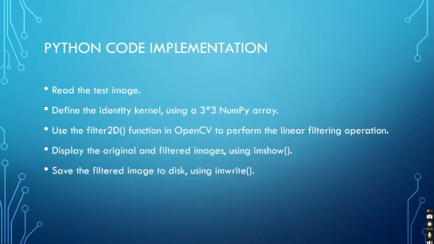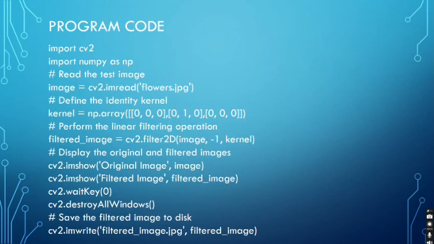Here we can see the Python code implementation of image filtering. The steps involved: read the test image, define the identity kernel using a 3 by 3 NumPy array, use the filter2D function in OpenCV to perform the linear filtering operation, display the original and filtered image using imshow, and save the filtered image to disk using the imwrite function. Here we can see the program code for the implementation of image filtering.